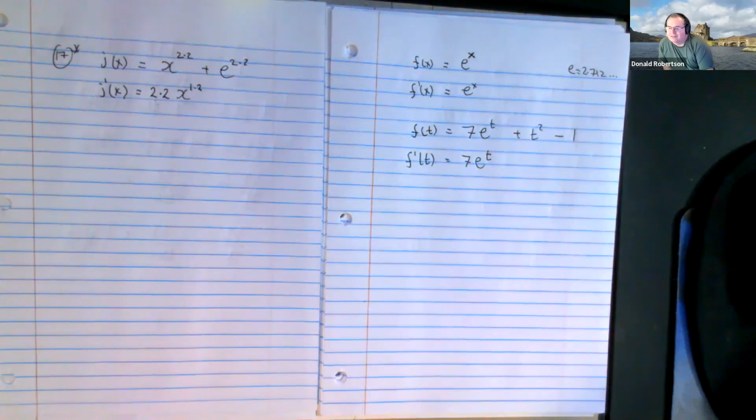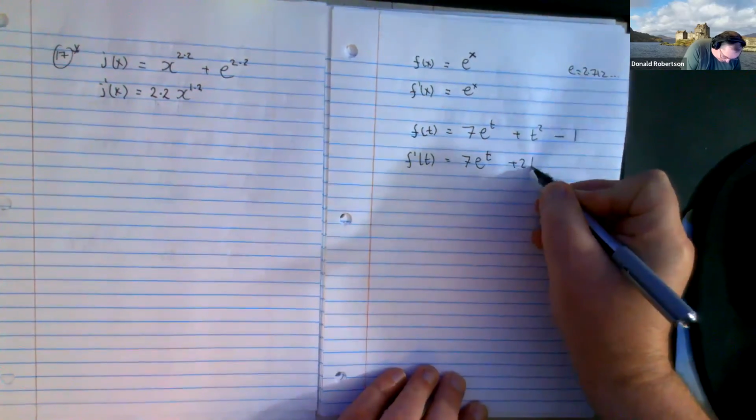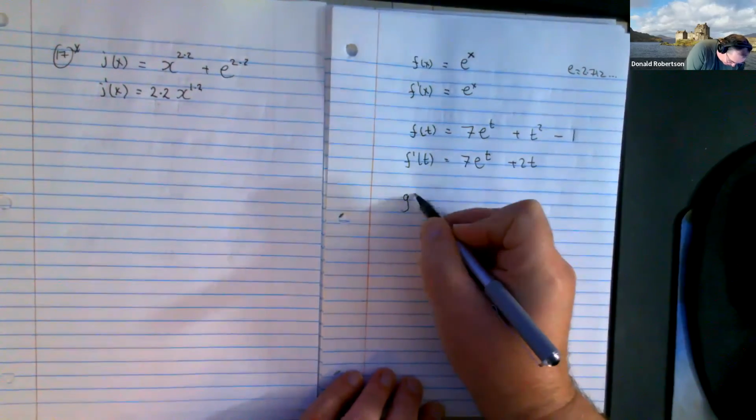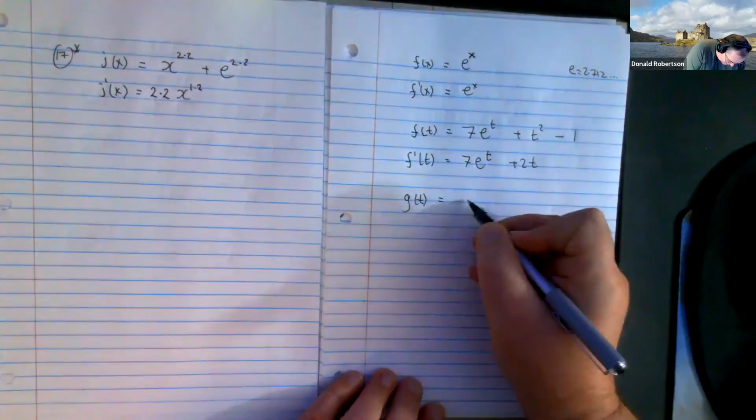Because it's easy. Isn't the derivative of 7e to the t just the same guy you started with? Isn't it kind of hard to screw up e to the t's or e to the x's? You can screw up any of the others because that will happen. And plus a 2t.